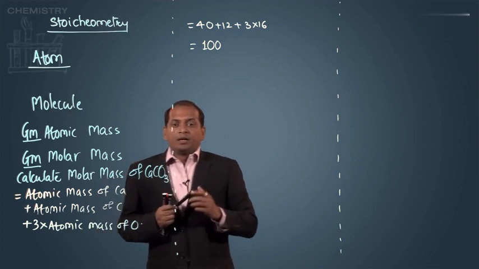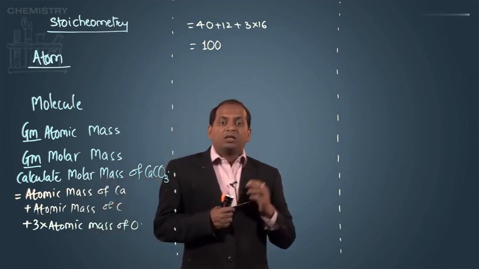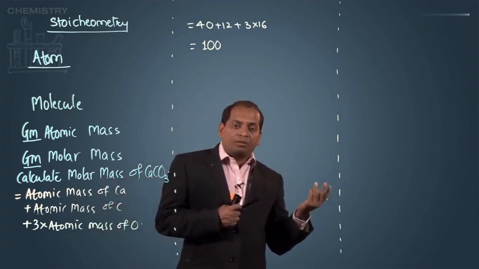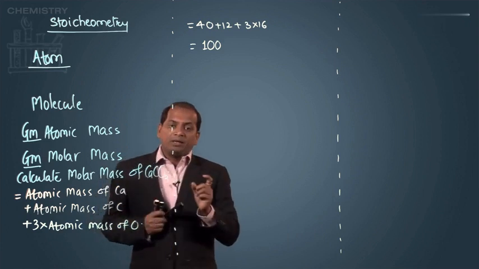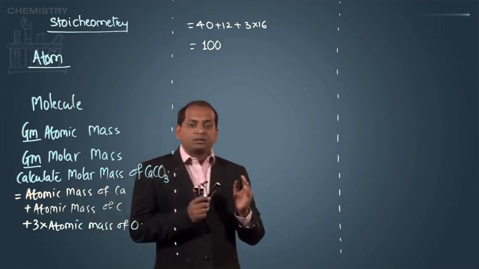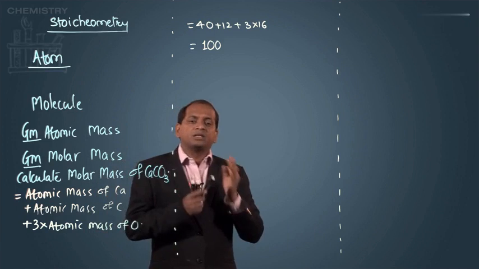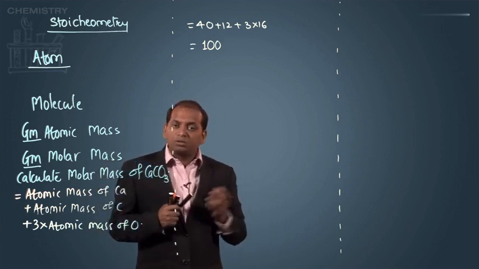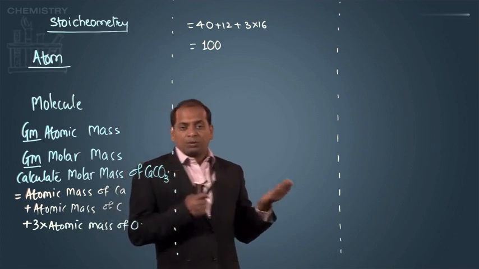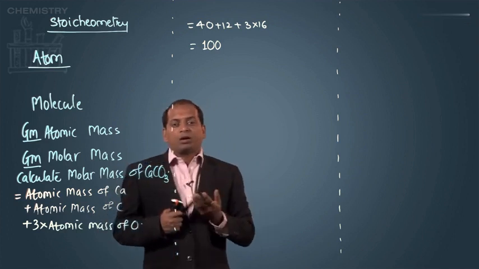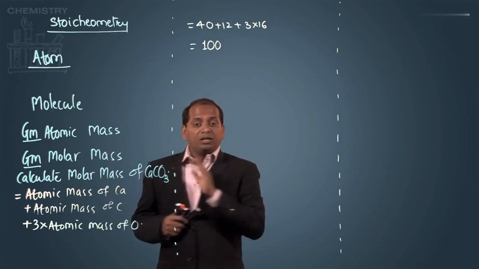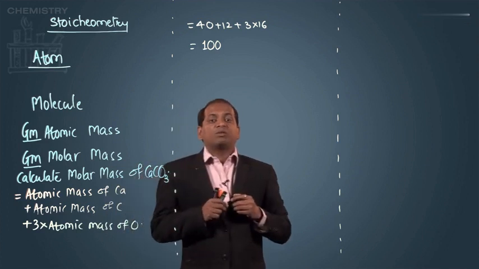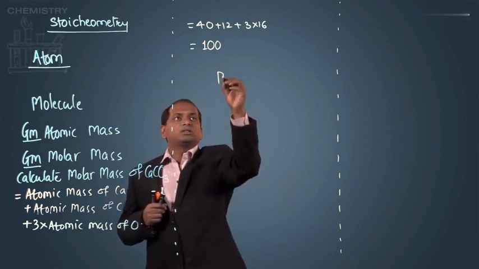Now, to determine quantitatively the amount of substance, we are using various terms. For example, a dozen and a gross: a dozen stands for 12 units, a gross stands for 144 units. So in chemistry, we are using one more term called mole.